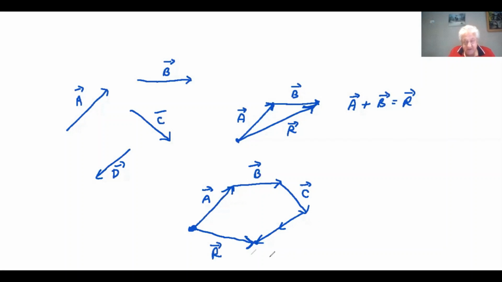And this can be written as A plus B plus C plus D. This is my D there. This is equal to my resultant. Okay, back to my notes.